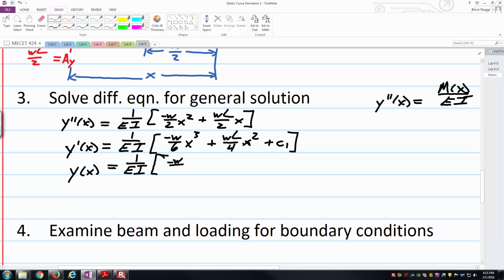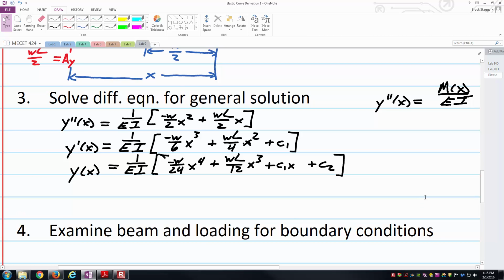And so it'd be negative w over 24 x to the fourth plus wl over 12 x cubed plus c1 times x plus now another integration constant c2, where I'm trying to make sure that I keep my integration constants separate, so that way I don't just have one c value here. I need to be sure, okay, c1 is one value, c2 is a second value there. And so at this point we have arrived at the general solution for this.